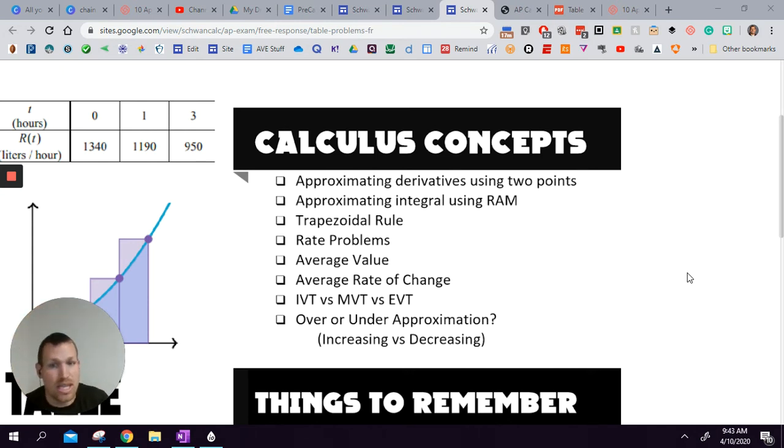That's not on this year's test. They could do something similar to it, but they won't do the same. Average rate of change, that's the same thing as approximating a derivative. IVT, MVT, EVT. I know that's something we're not great at. I will continue to try to work through some things to get us better at that. And then the one thing that we got to be able to do is over under approximation.